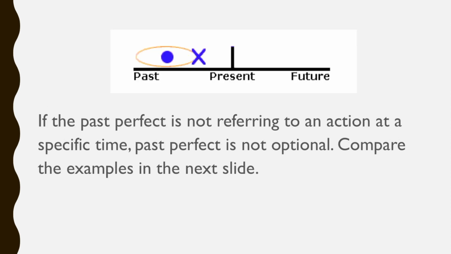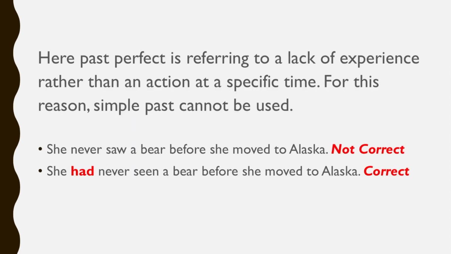However, if the past perfect is not referring to an action at a specific time, past perfect is not optional. Compare the examples in the next slide. Here, the past perfect is referring to a lack of experience rather than an action at a specific time. For this reason, simple past cannot be used.